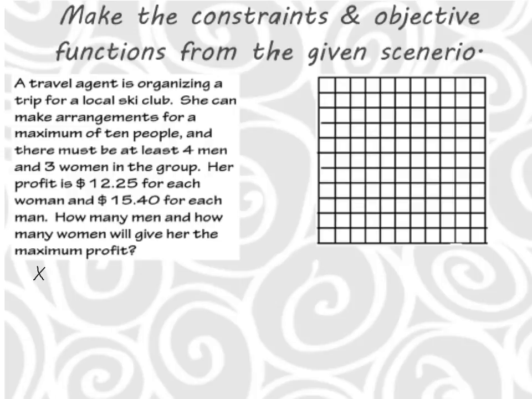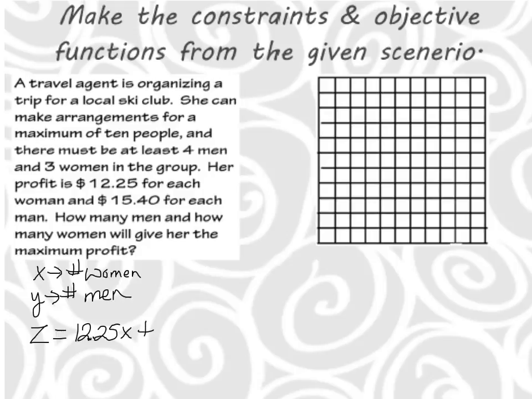So let's let X represent the number of women that she's going to bring on this trip, and we'll let Y be the number of men on this trip. Then her objective function would be, well, let's see, her profit is $12.25 for each woman, so that'd be 12.25 times X plus, and then she makes $15.40 for each man, so $15.40 Y. And that's basically all there is that deals with money. So everything else is going to fall into the constraints.